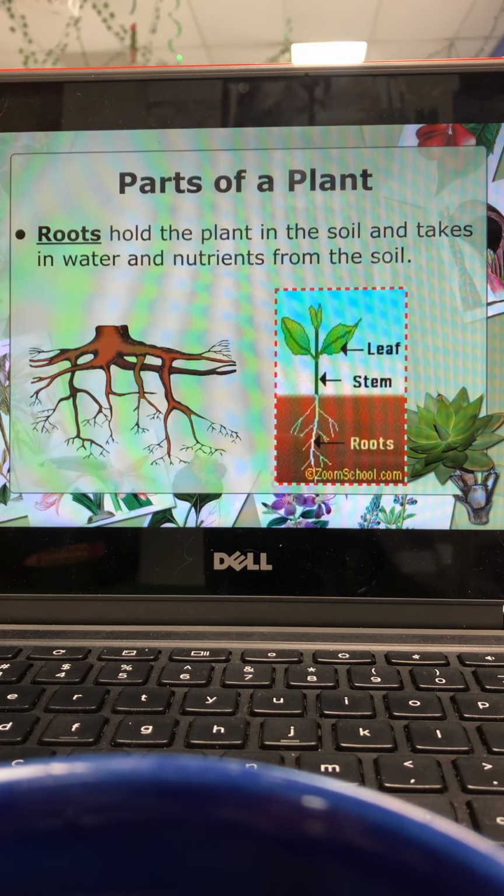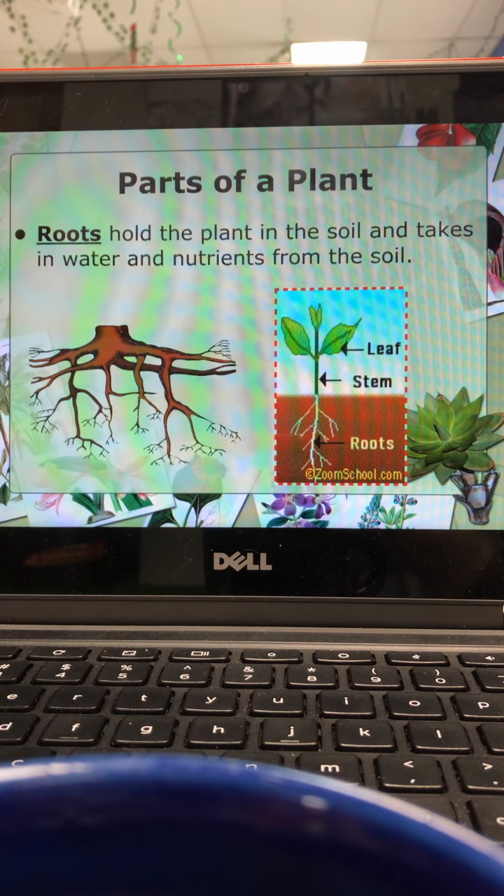I hope you guys had an awesome time yesterday walking around and finding living and non-living things in your neighborhood, or even in your own house if you weren't able to venture out. So yesterday we talked about roots. Roots meaning the things that hold the plant in the soil, and take in the water and the nutrients from the soil.